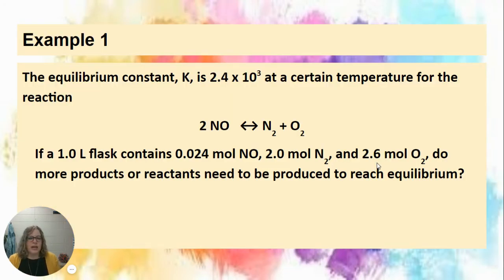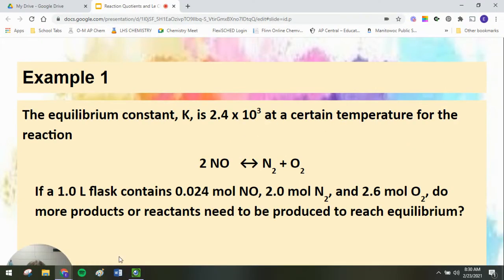So an equilibrium constant K is 2.4 times 10 to the third at a certain temperature for the reaction 2NO turns into N2 and O2. And we're going to assume that these are all gases because we know nitrogen and oxygen are gases unless we're doing this at very close to absolute zero. So if a 1 liter flask contains 0.024 moles of NO, 2 moles of N2, and 2.6 moles of O2, do more products or reactants need to be produced to reach equilibrium?